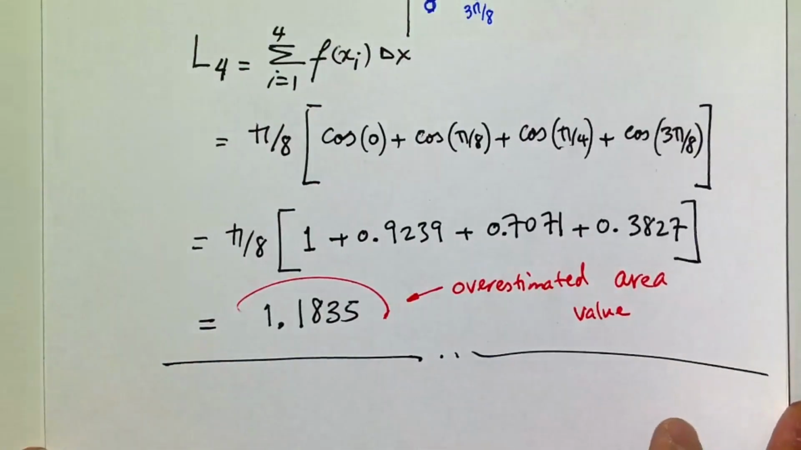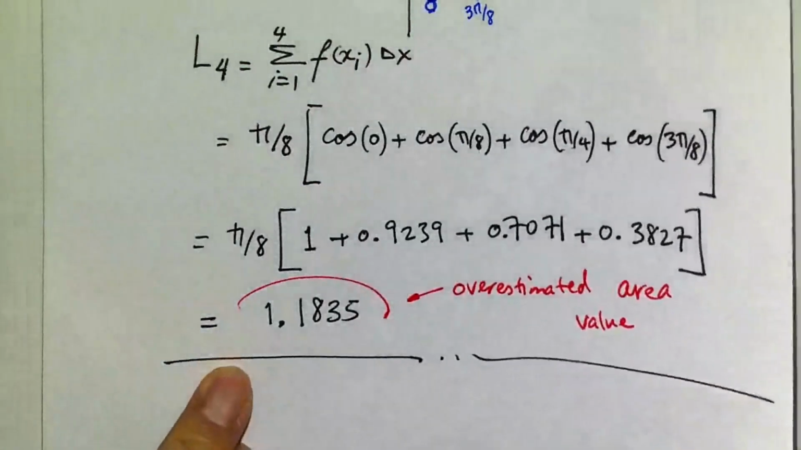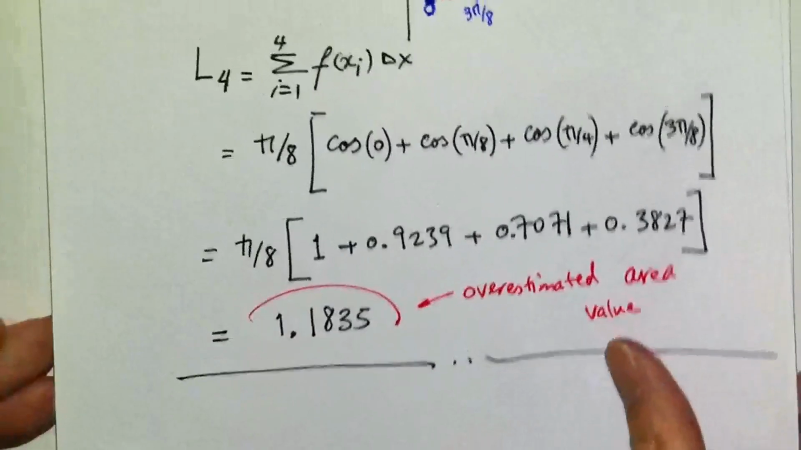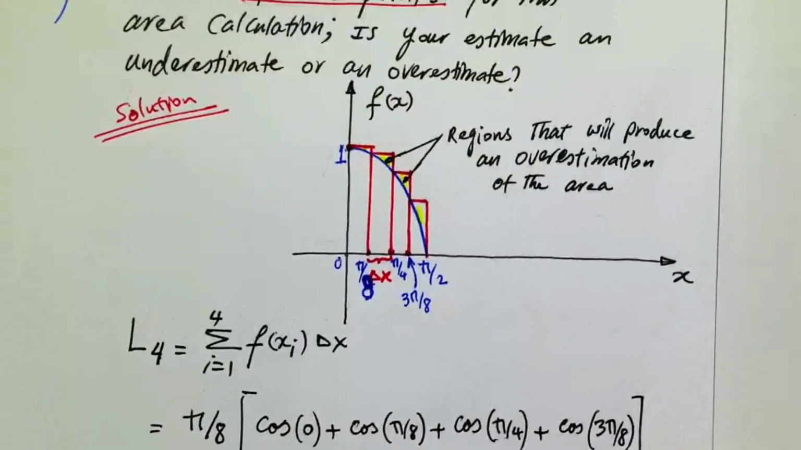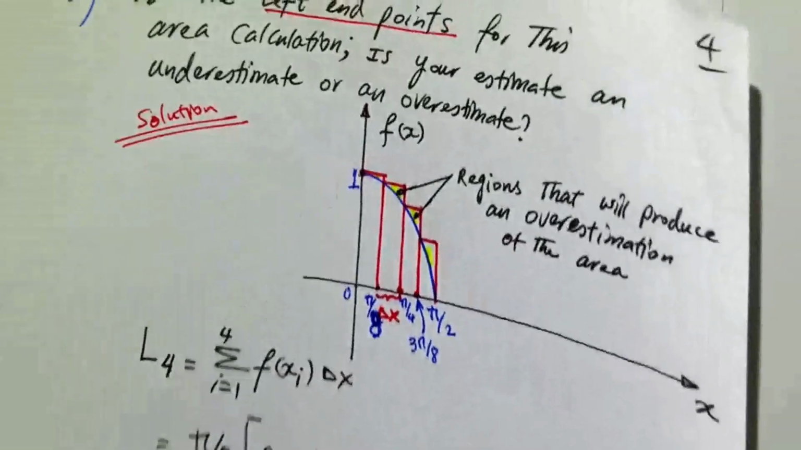Let's do another example with a different curve. So this was decreasing, right? This curve was decreasing. Let's do an example with an increasing curve.